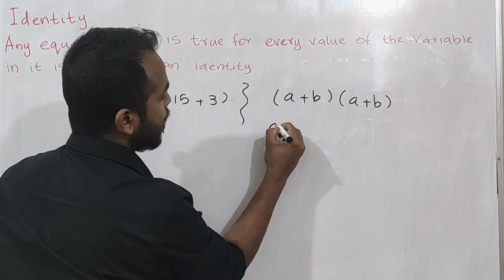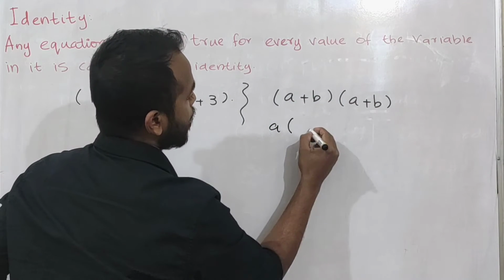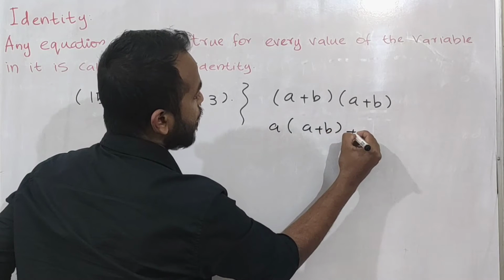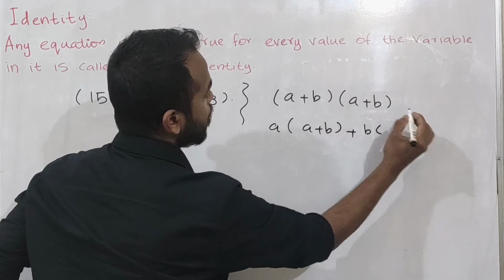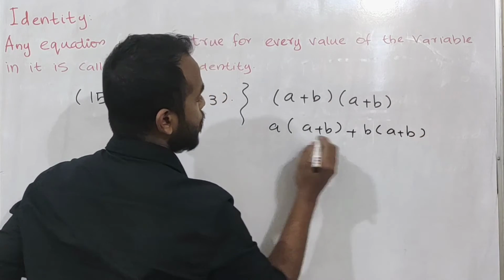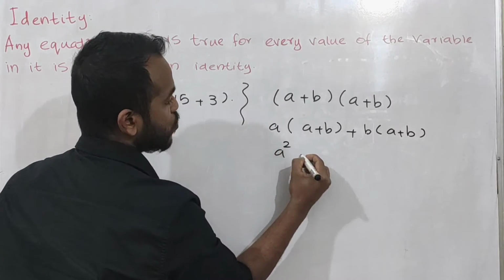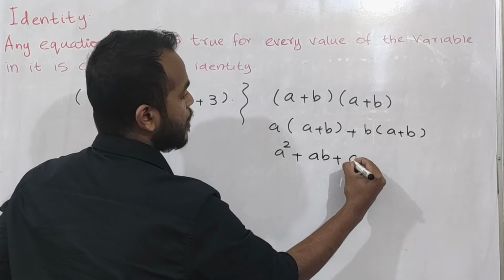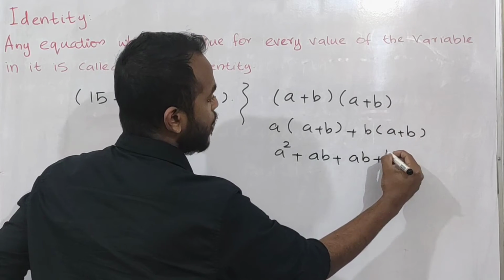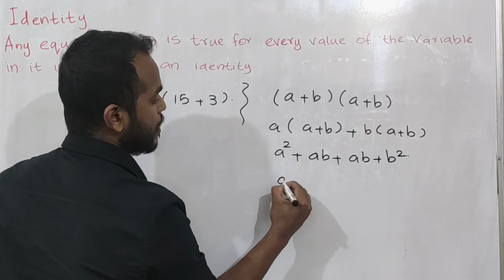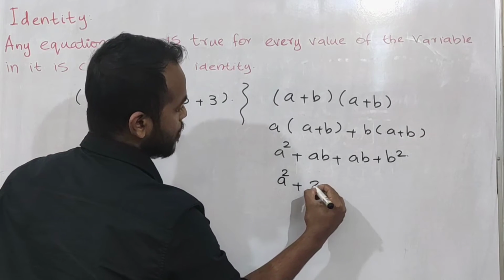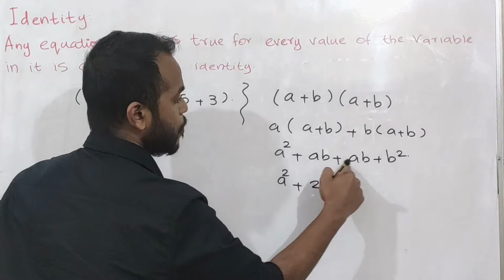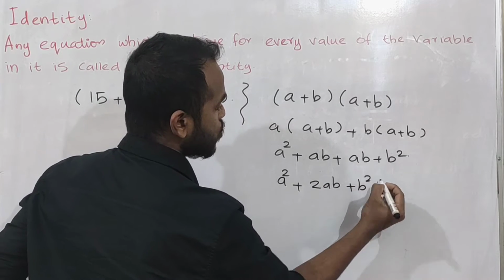So, what is the process? Taking the first term and multiplying the second bracket A plus B. Then taking the second term of the first bracket, multiply the second bracket completely. A into A is A square, plus A into B is AB, plus B into A is AB. Then B into B is B square. So you will get A square plus 2AB, since AB plus AB is 2AB, plus B square.